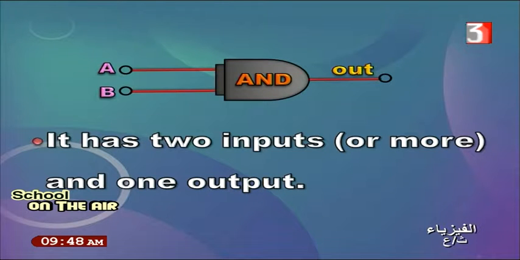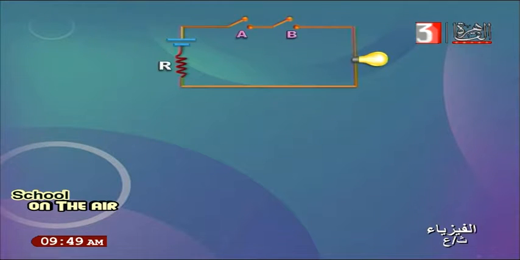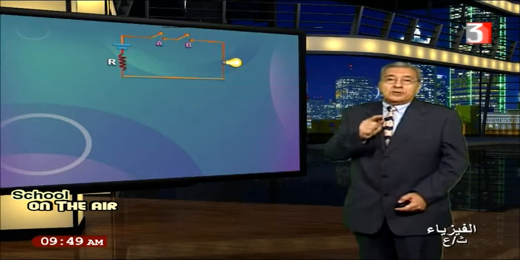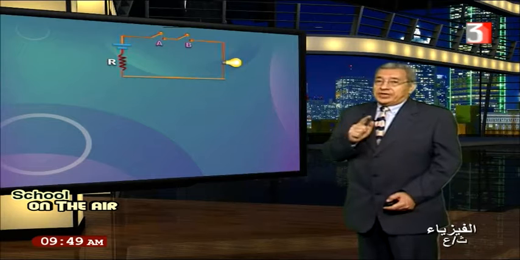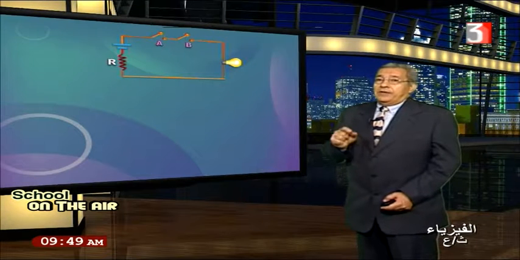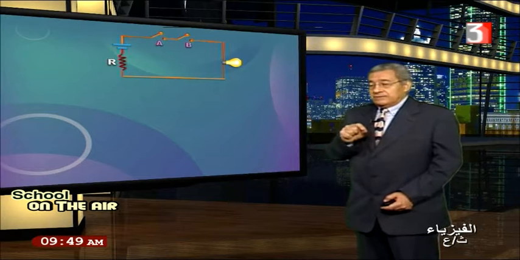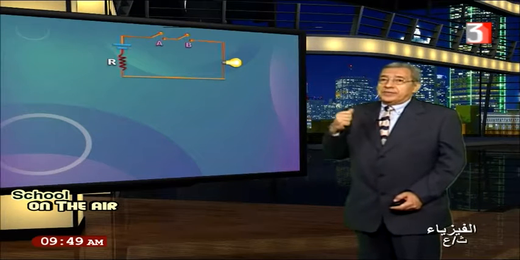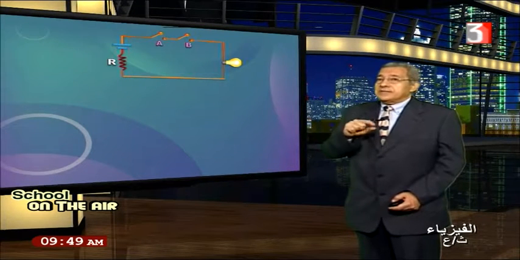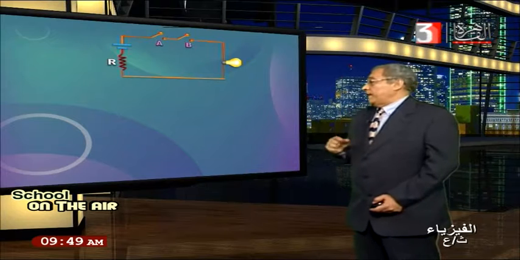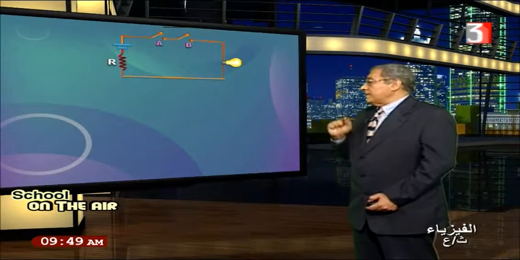We'll understand the logic behind this AND gate. To understand this, we need an electrical circuit, of course. And now we have two switches which are connected in series, switch A and B. They will demonstrate the action of the AND gate. Don't ever forget, as I mentioned before, transistors can act as switches.